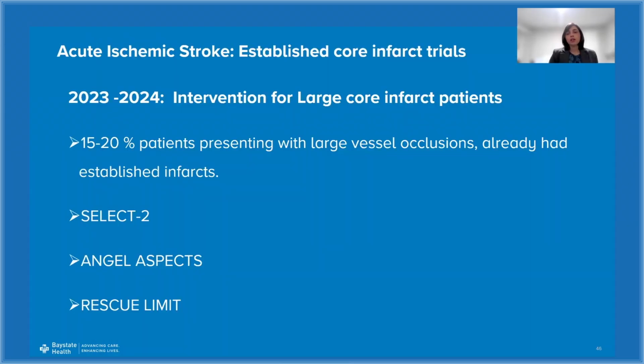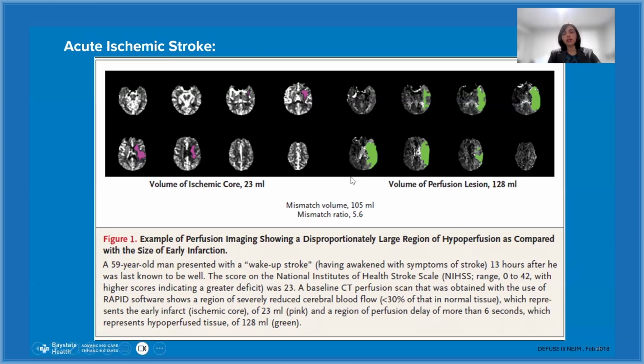And so now going back here, for those DEFUSE 3 and the DAWN trials, they did not look at patients who had larger strokes or a larger core volume on presentation. So here you can see the core is 23, the perfusion is 128, and the mismatch is 5.6. And that just tells us that there is a larger tissue that can be potentially saved. What happens to those patients where the core is really high, say it's 75 cc's, and the perfusion area or the penumbra is low?